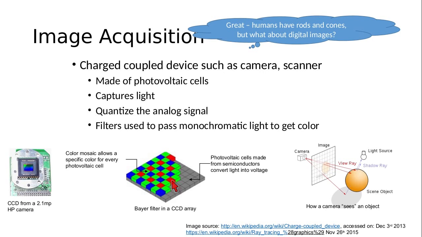So if your CCD camera is looking at a scene in which there is no green color at all, this particular part of the mosaic will not let any light pass through, and therefore the photovoltaic cell right under it will not register any voltage at all, right? So the way cameras work is, you have a photovoltaic cell which is sensitive to light. On top of that you place a filter which allows only certain wavelengths to pass through, and these filters are called Bayer filters.